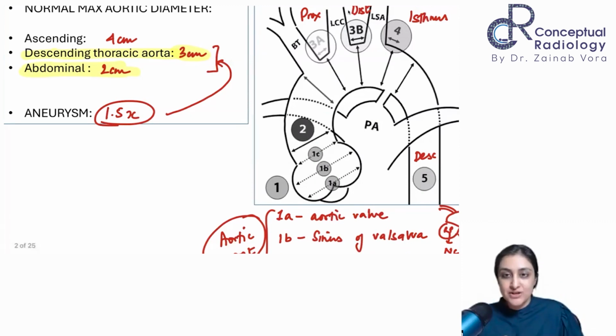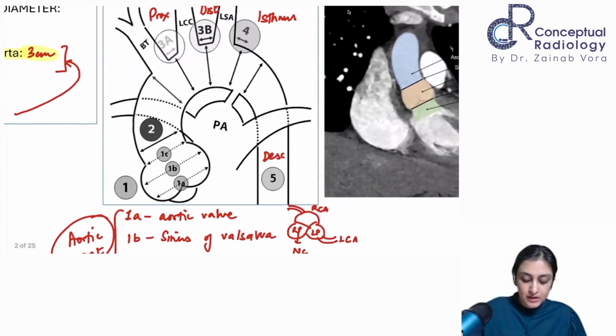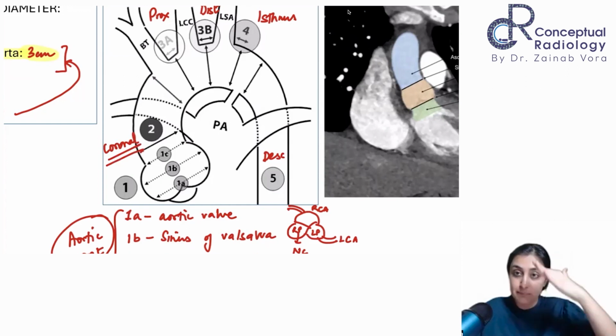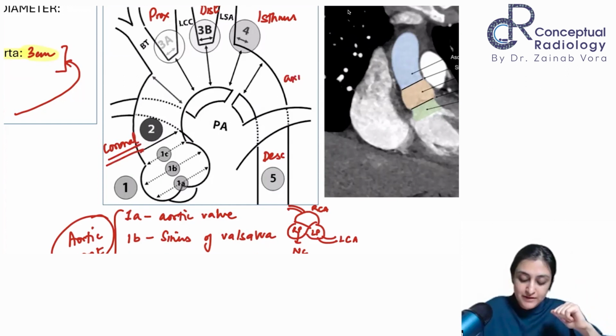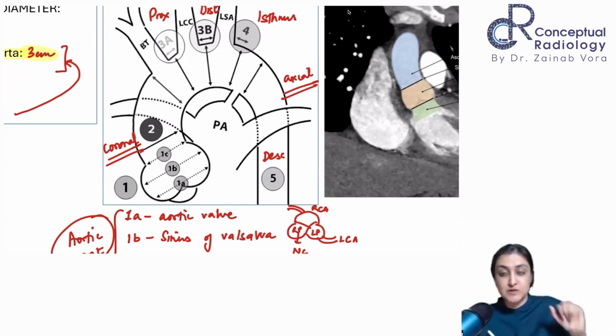When we talk about measuring the descending aorta, you can measure in the axial plane. For the descending aorta, the diameter is measured in the axial plane, but the ascending aorta as well as the aortic root are all measurements that are recommended in the coronal plane. So here you want to measure in the coronal plane, which is going to be perpendicular to the lumen, whereas the descending aorta distal to the isthmus, we measure in the axial.